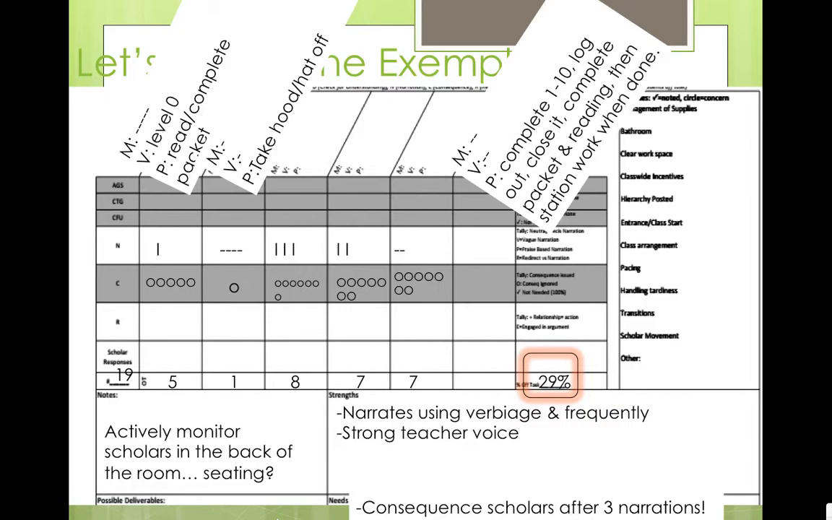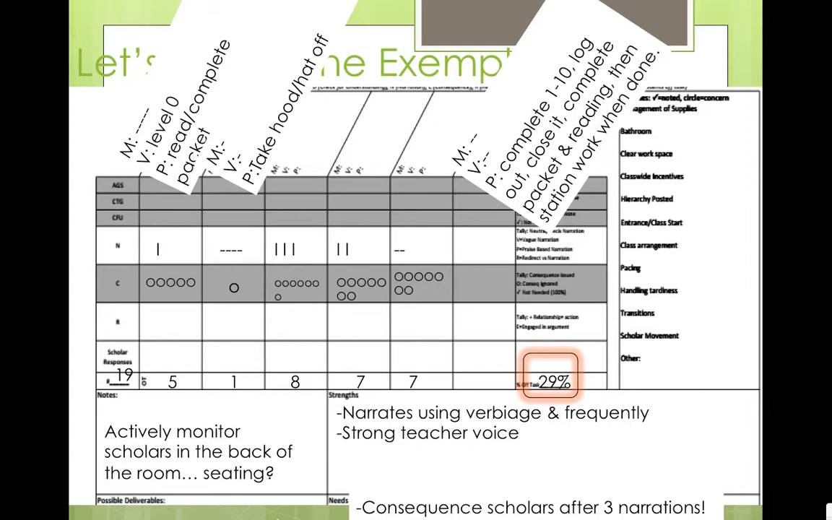Now that we have this data, take a look. What notes, strengths, and needs did this teacher have? I look on this form, and I see that she narrates frequently. This is going to be a strength. She also has great teacher voice. But looking on this paper, we see a need for complete MVP directions and following up on the opportunities to provide consequences.